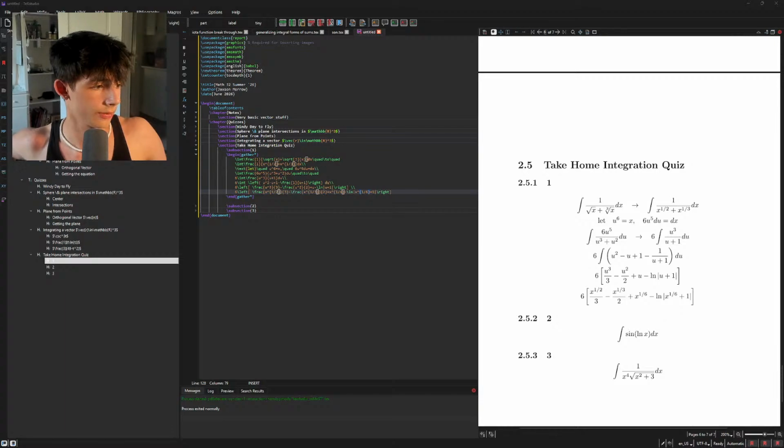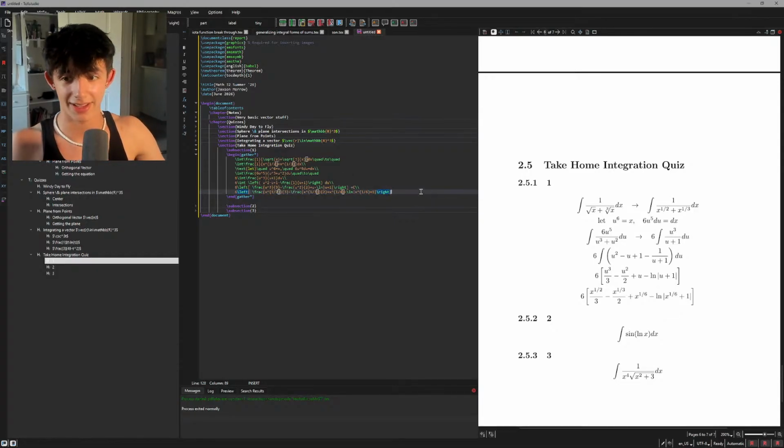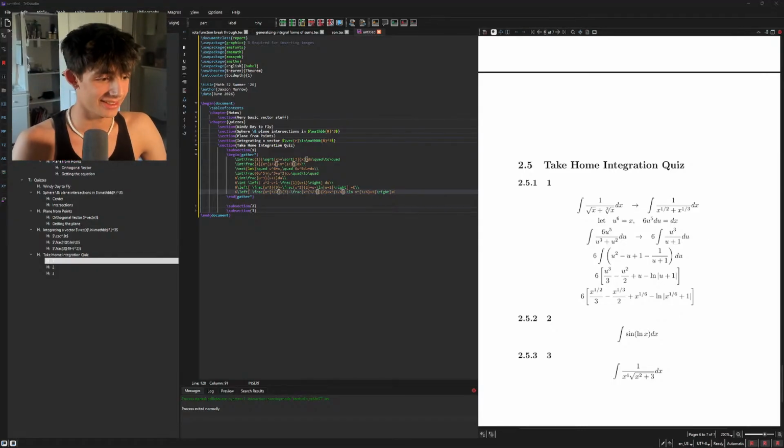Just 1/2 cubic root of x plus 6th root of x minus the natural log of the 6th root of x plus 1. Oh, damn it, bro. Plus c. Oh, plus c. That's really embarrassing. That's actually mad embarrassing. Holy.